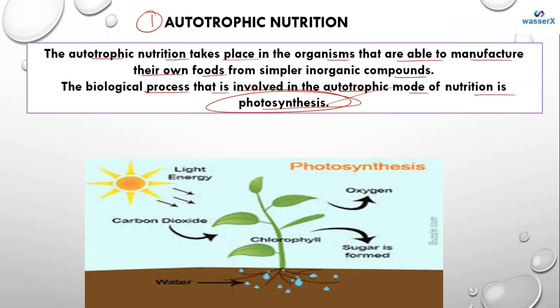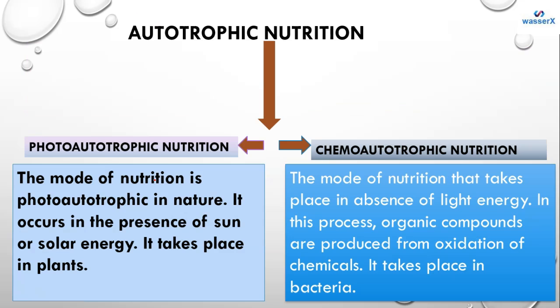They take inorganic compounds, and with the help of these inorganic compounds they produce energy through photosynthesis. As you can see, these plants take the inorganic compounds and the light energy, and with the help of these the plants prepare food in the form of sugar, or you can say glucose.